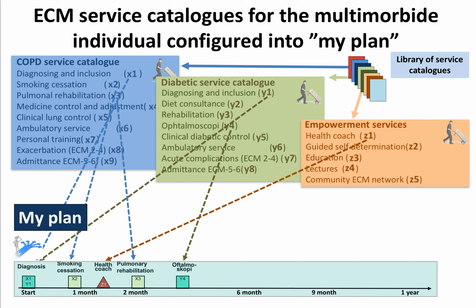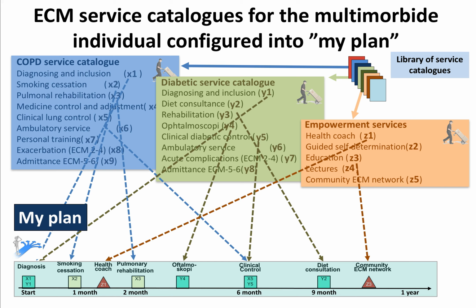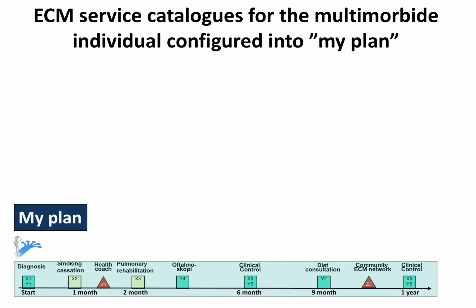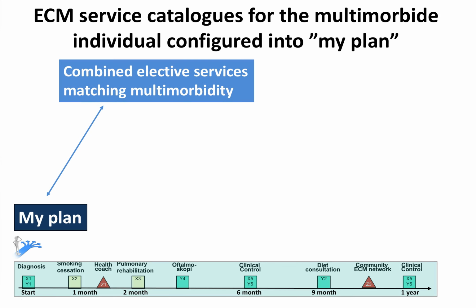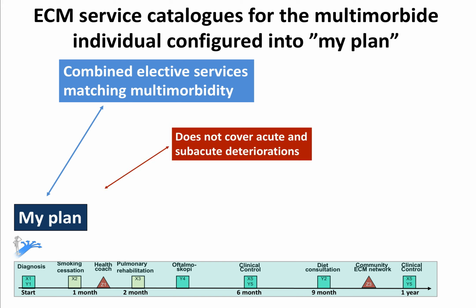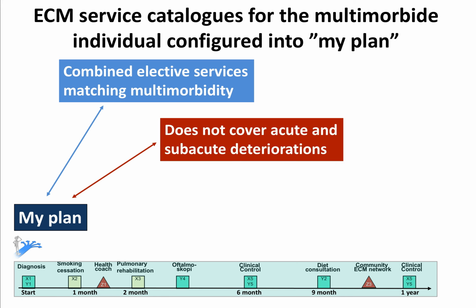After a 6-month schedule, a clinical control examination is planned, called a follow-up visit. A diet consultation has already been planned, as well as the opportunity to participate in an ECM community network, and a clinical control at the end of the 12-month period. This plan is made up of combined standardized services that conform with the person's specific multimorbidity profile with COPD and type 2 diabetes. Note further that this plan is composed of elective services. It does not take into account the person's day-to-day variation and subsequent acute and subacute crises. We'll look at this now.